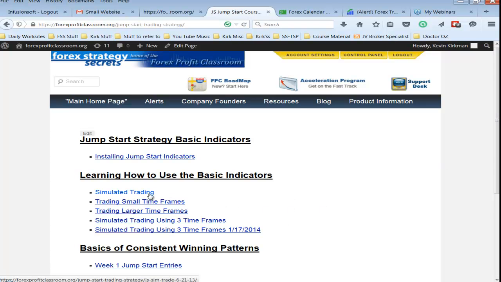Now, we talked about simulated trading. Say you have some other indicators that you want to see if this works on. You can use simulated trading on other indicators as well. It'll help you to learn more quickly whether they're going to work for you or not, and you can decide faster whether something's going to work for you.